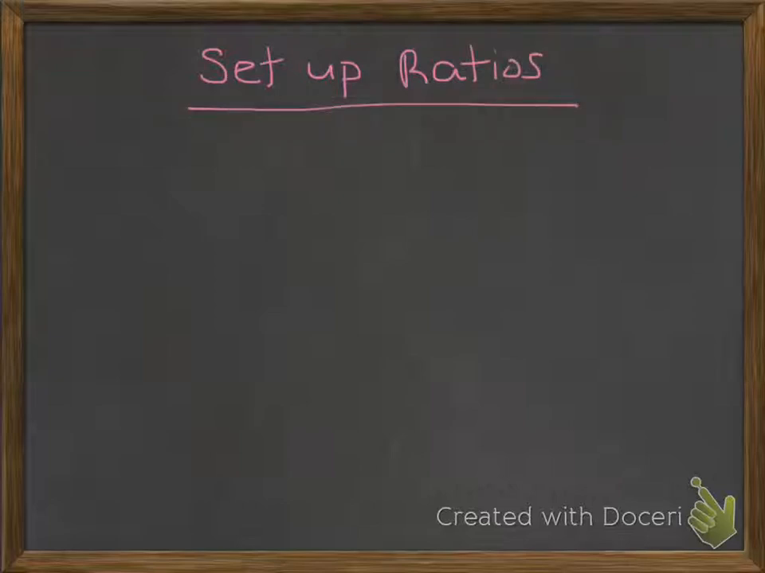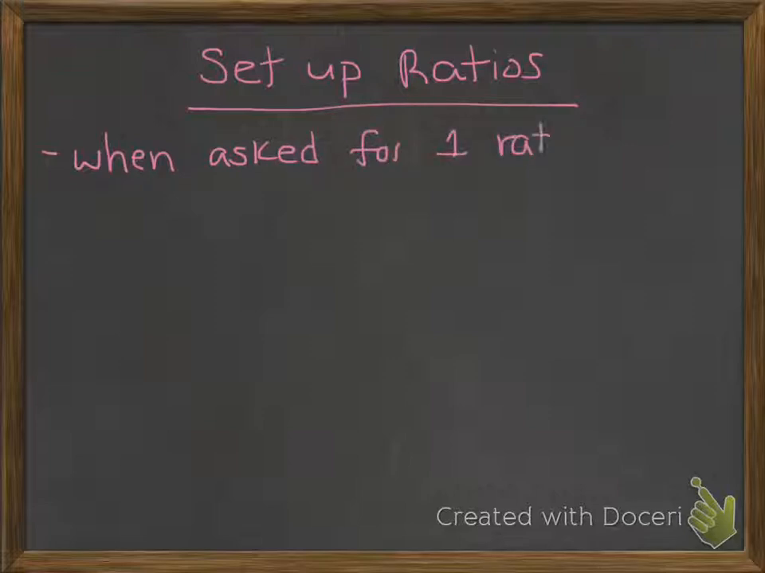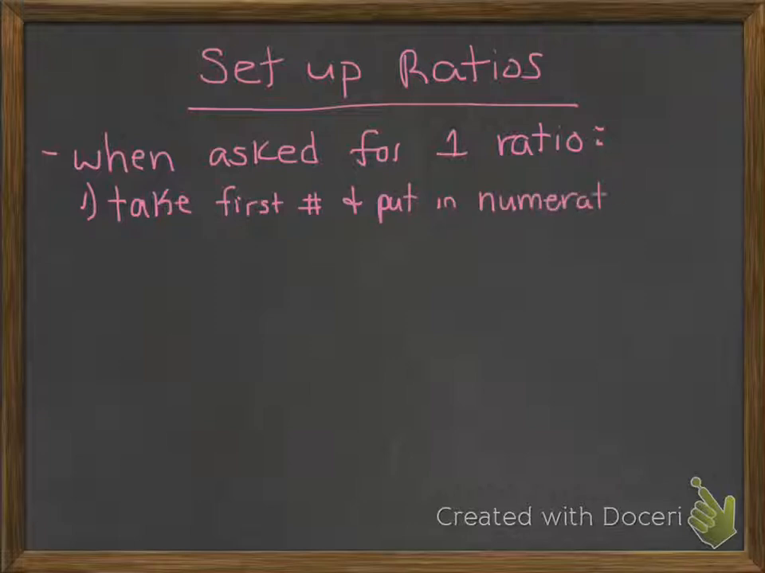So just a quick review. Let's set up a ratio. Whenever we set up a ratio, we're basically just going to put it in the order that it comes in. So we're going to take the first number and put it in the numerator. We're going to take the second number and put it in the denominator so that we have a fraction.